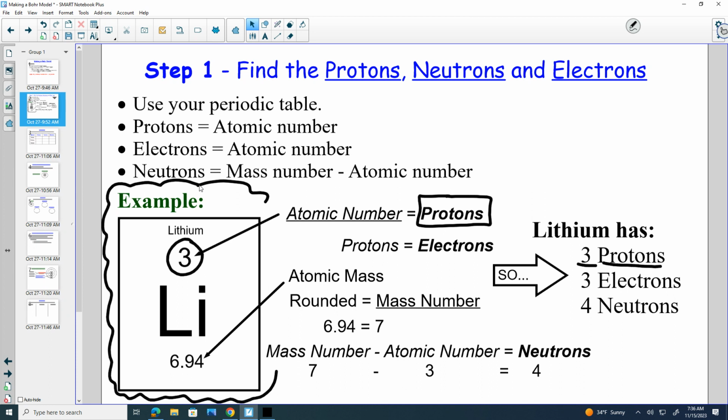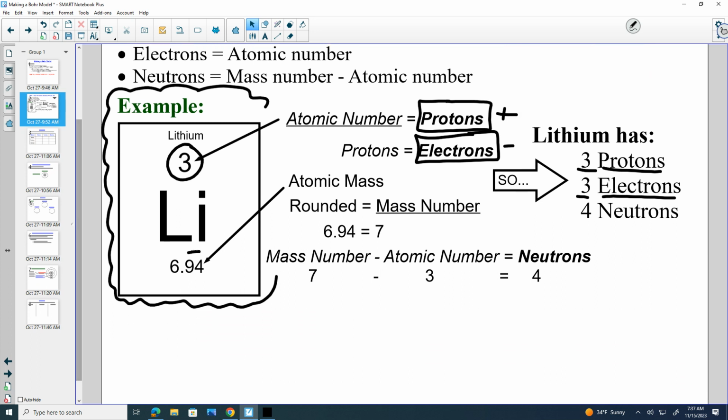Now, we talked about in class that since protons are positive and electrons are negative, but atoms as a whole are neutral, you have to have an equal number of positively charged protons and negatively charged electrons. So therefore, lithium has 3 electrons. To find the neutrons is a little bit more complicated.